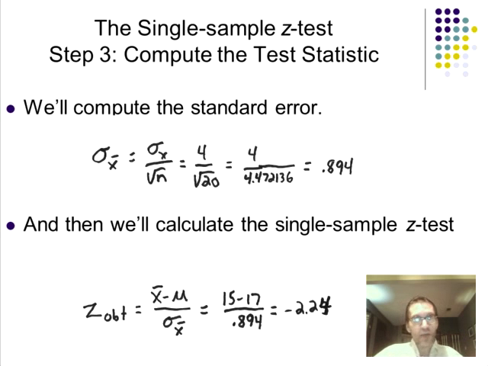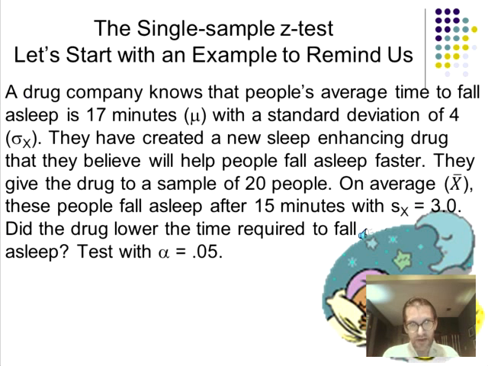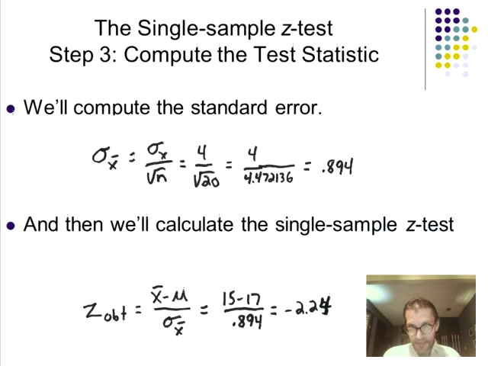Okay. So now we'll take this new standard error, or sigma sub x bar, and we'll use it to calculate an obtained value of z. Of course the z-test has us take the sample mean minus the population mean over the standard error. The sample mean is 15. The population mean was 17. So 15 minus 17 over 0.894 is negative 2.24.